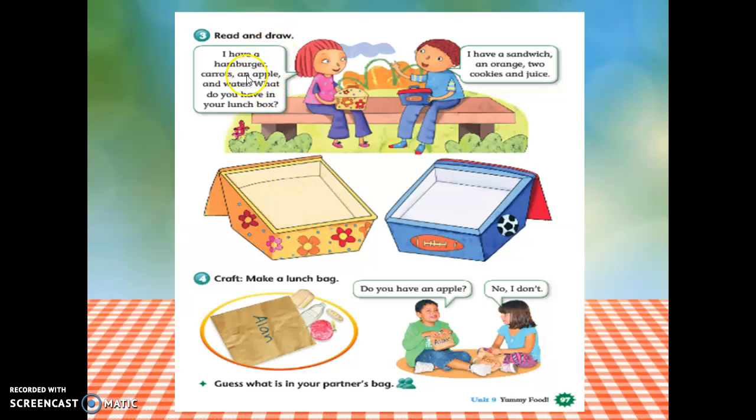you are going to draw a hamburger, carrots, an apple, and water. In the boy's lunchbox, you are going to draw a sandwich, an orange, 2 cookies, and juice. Excellent. Let's go to page 98.